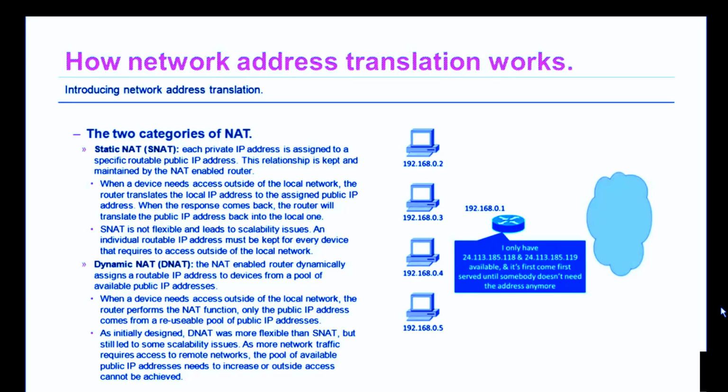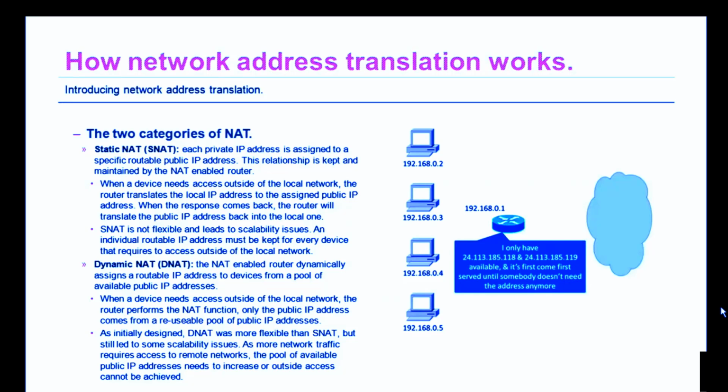With Dynamic NAT, the NAT-enabled router dynamically assigns a routable IP address to devices from a pool of available IP addresses. When a device needs access outside of the local network, the router performs the NAT function. Only the public IP address comes from a reusable pool of public IP addresses. That private IP address is assigned the public IP address from the pool, and once outside access is stopped, the routable IP address goes back into the pool to be reused.